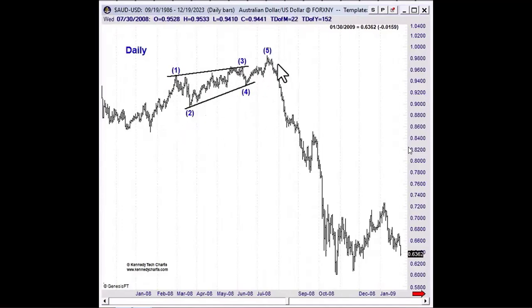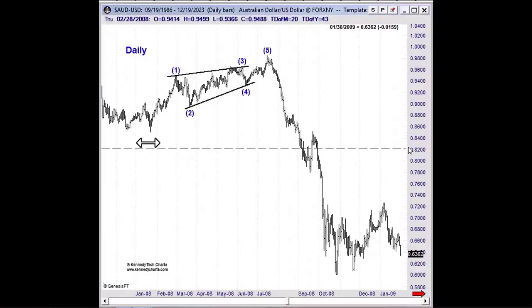And then notice what occurred. This is why the ending diagonal is such an exciting pattern, not just for Elliotticians, but also for traders, because notice what occurred in the subsequent months. We went from 0.98 all the way down to 0.6. We almost saw the Aussie dollar get cut in half following the culmination of that pattern.